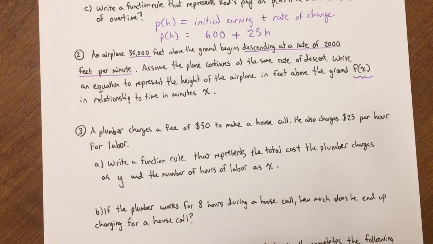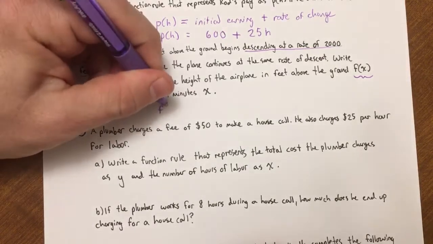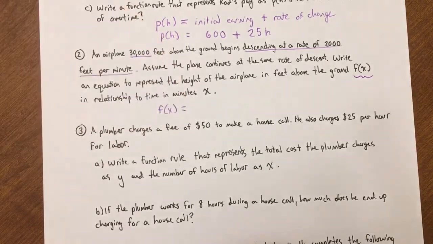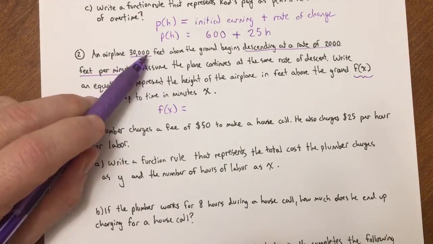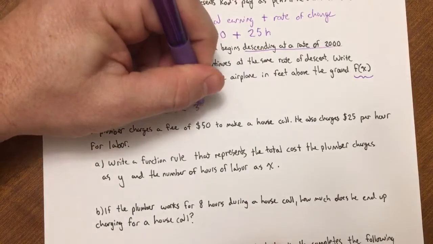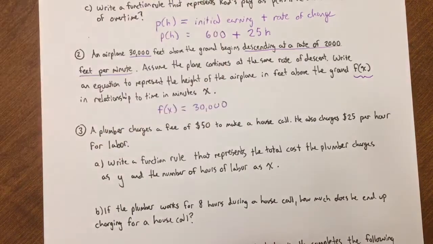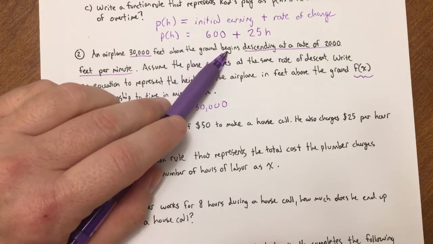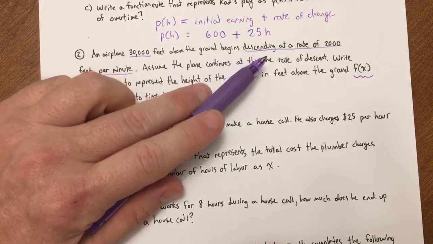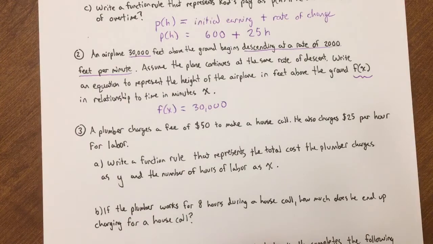So let's determine how we're going to write some things out. So f of x, remember, we're going to start off with our initial amount, which is the 30,000 feet. So 30,000 feet. And the plane descends at a rate of 2,000 feet per minute.